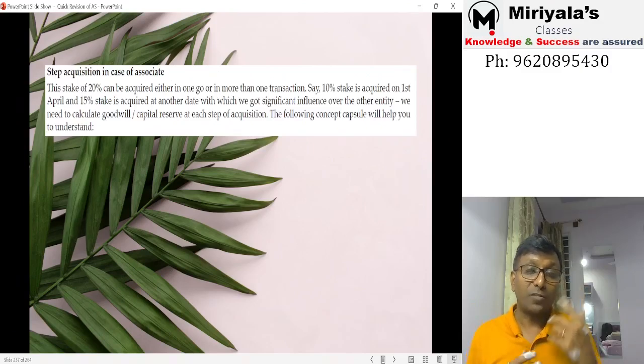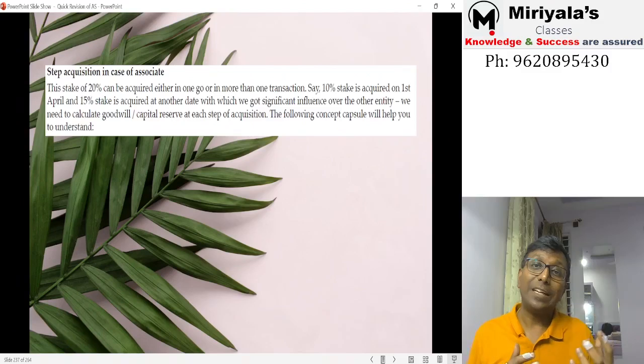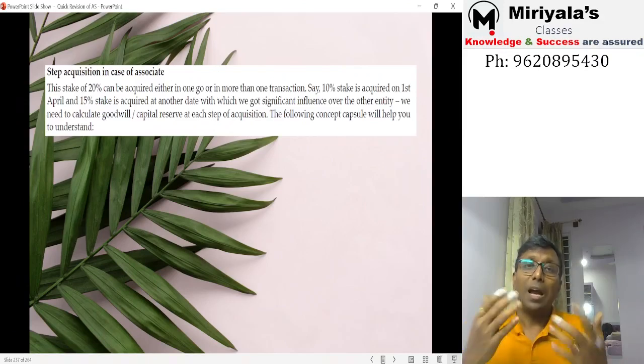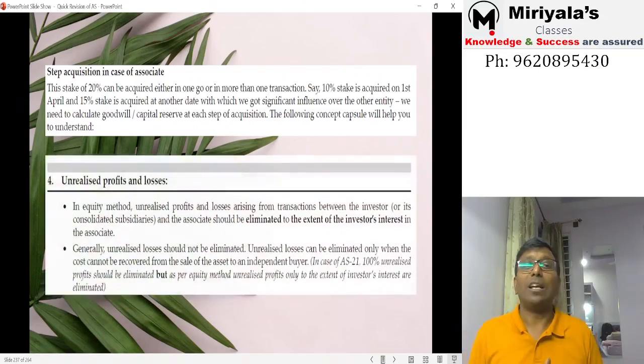When you purchased the first 20 percentage, that day how much was the net assets? Now, that day how much was the 10 percentage of the net assets on the date of the first 10 percentage? Again, when you acquired 15%, that day how much percentage was the stake? You are supposed to take the proportionate 15% of net assets. Accordingly, you have to determine the goodwill or capital reserve.